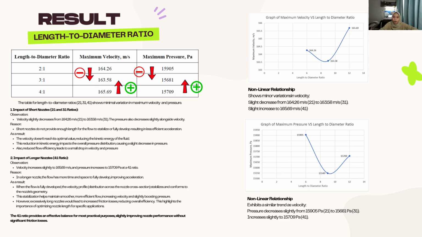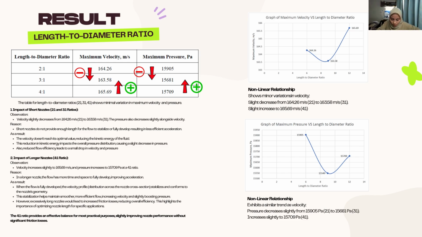Here is the result for the second parameter, which is length to diameter ratio. Based on the result in the table, we can see minimal variation in maximum velocity and pressure. Same goes for the graph. It shows that both velocity and pressure change in a non-linear way as the length to diameter ratio increases. Initially, both decrease slightly. Beyond a certain point, both start to increase again. This suggests that length to diameter ratio has a less pronounced effect compared to outlet diameter.